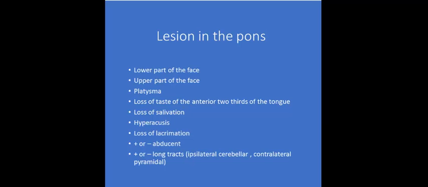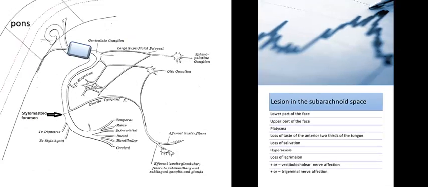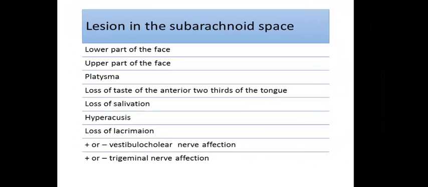And if the lesion is in the subarachnoid space, we shall have lower part of the face affected, upper part of the face affected, platysma positive, loss of taste of the anterior two-thirds of the tongue, loss of salivation on that side, hyperacusis, loss of lacrimation on that side, with or without affection of the vestibulocochlear nerve, and with or without affection of the trigeminal nerve.